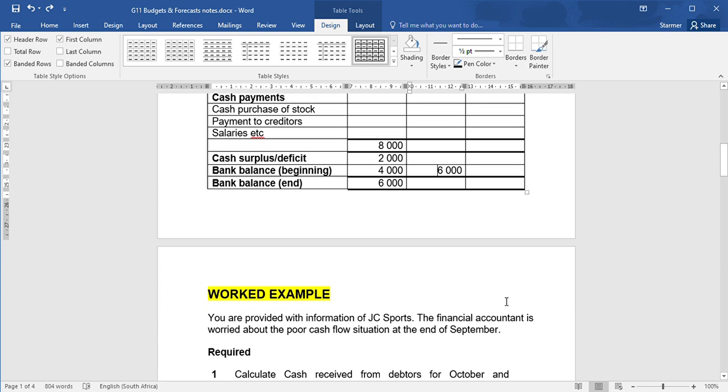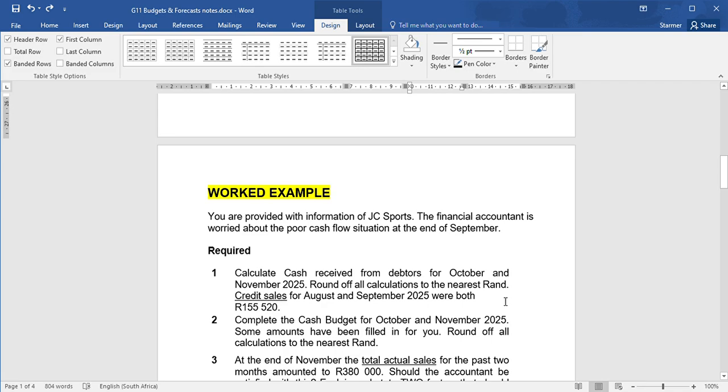Let's now go through a worked example. Just before I go through this worked example, I just need to explain to you something regarding the difference between the transaction month and the payment month. When you're talking about the transaction month, you're talking about the month that the transaction is going to take place. When you're talking about the payment month, you're talking about when the payment is going to be made.